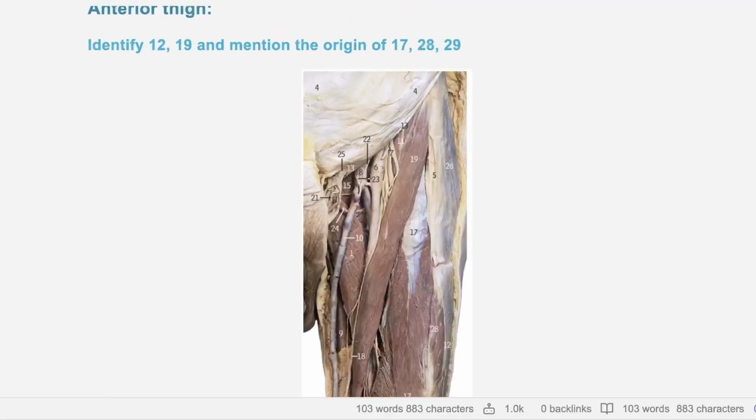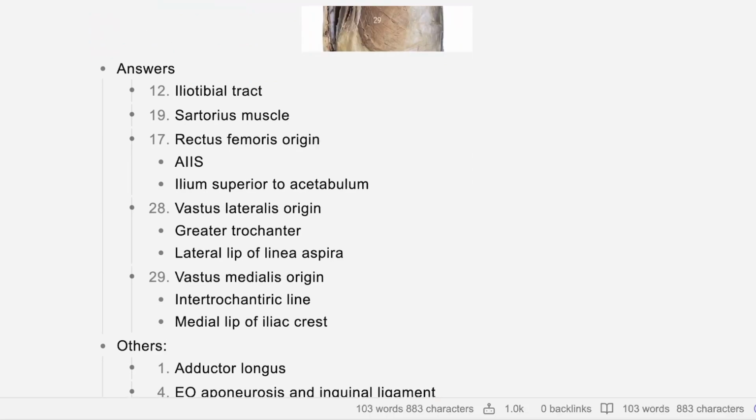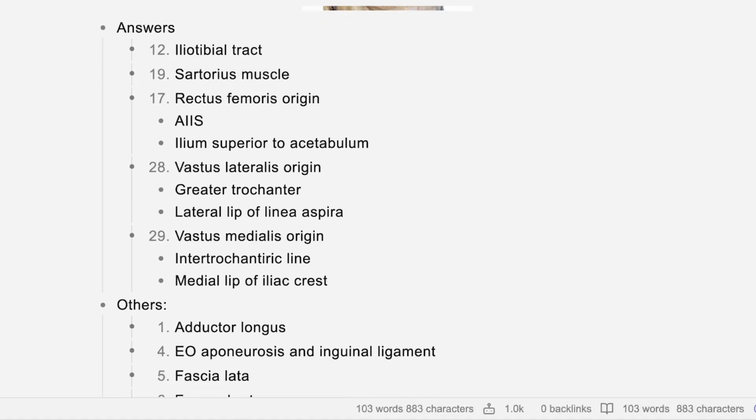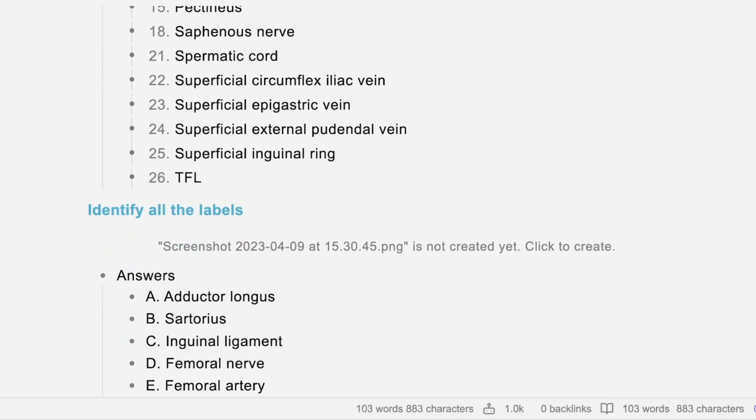All right, so these are all the structures in here. Maybe we can just revise the attachments of the rectus femoris muscle. It comes from the anterior inferior iliac spine, and it goes to the ilium, superior to the acetabulum. And then 28, the vastus lateralis, comes from the greater trochanter to the lateral lip of the linea aspera. And also the vastus medialis muscle, 29, comes from the intertrochanteric line and goes to the medial lip of the linea aspera. Cool. All right.